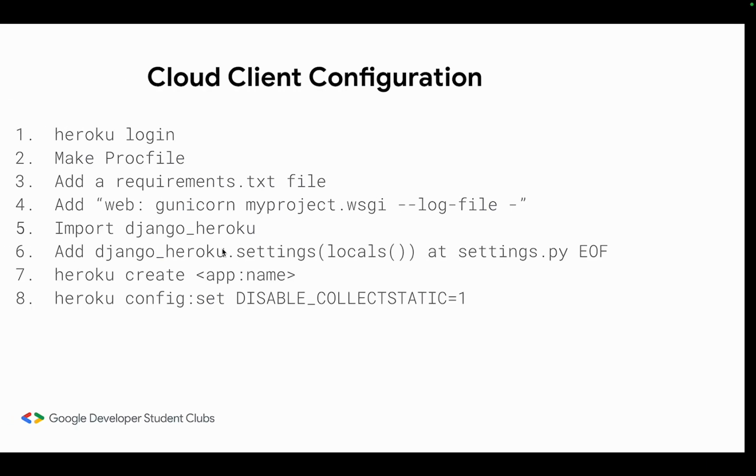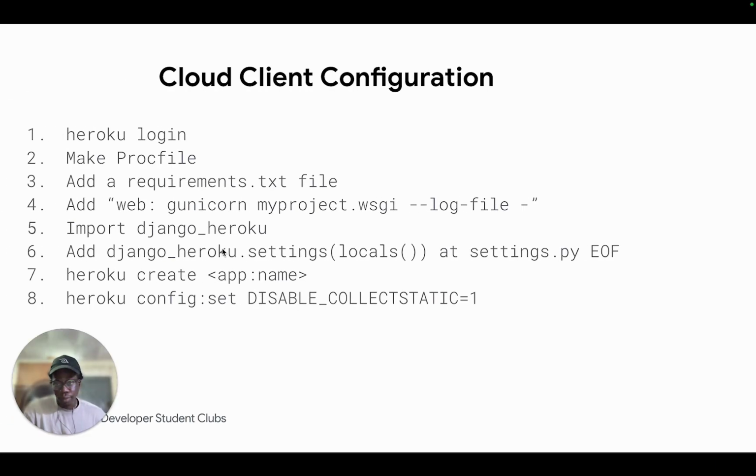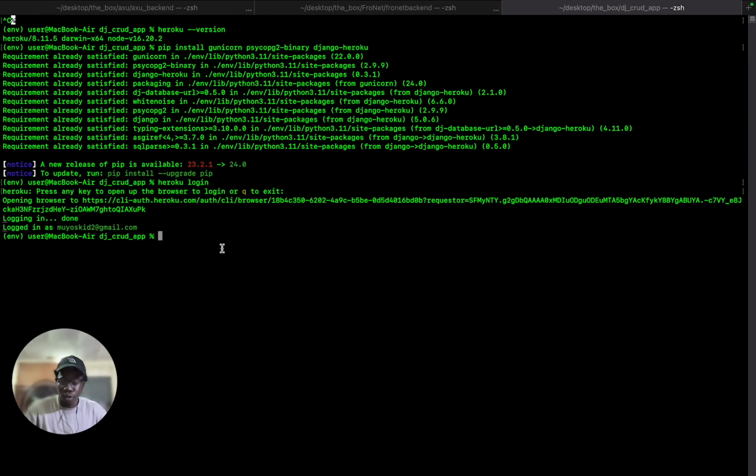Then next on the list would be to make a Procfile. So a Procfile is basically a file that has the server configurations pertaining to your project for Heroku. So it's like a small engine that just tells Heroku, oh, this is how you want your server to run from your Django project. So we can just use the terminal to touch.